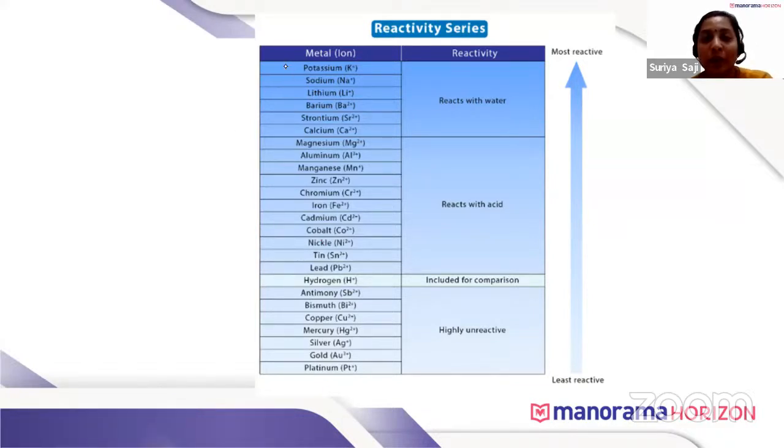By looking at this series, we can say that potassium is the most reactive among these given metals and platinum is the least. So reactivity decreases while going down. Most reactive metals we can see at the top of the series. The most reactive metals will react with water.